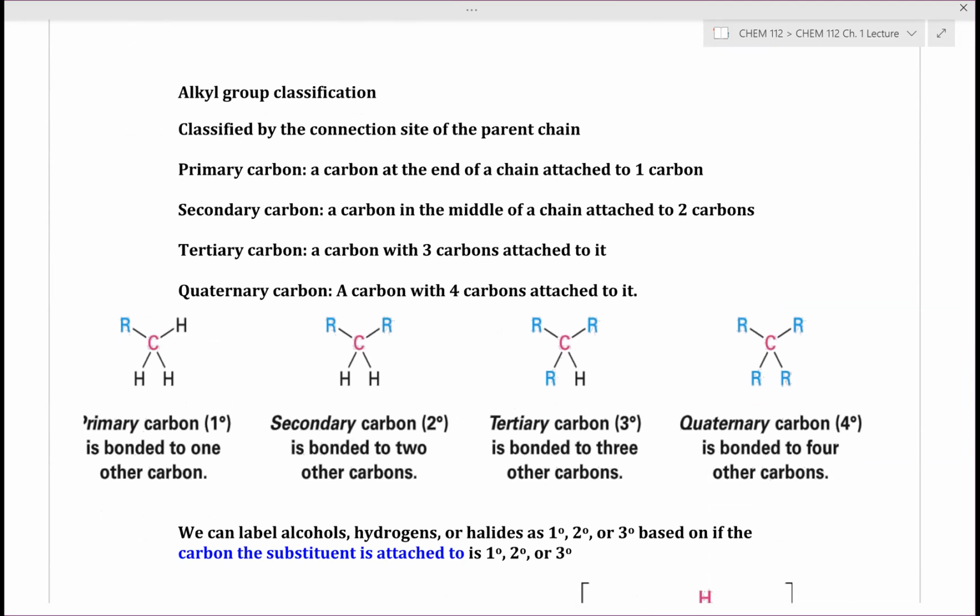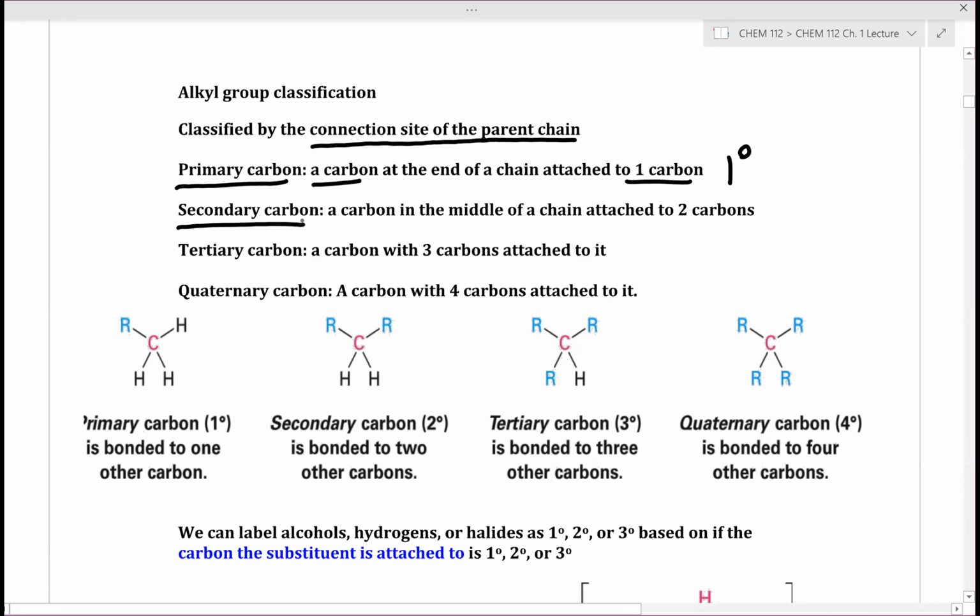Let's now talk a little bit about how we classify alkyl groups. How do we label and classify our alkyl groups? They're classified by the connection site of the parent chain. So quite simply, depending on where and how many carbon substituents are attached to a given carbon, we designate it as primary, secondary, tertiary, or quaternary. So for example, a primary carbon is a carbon that's attached to 1 carbon. So we give it this symbol of 1 degree.